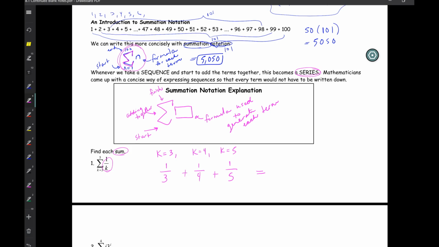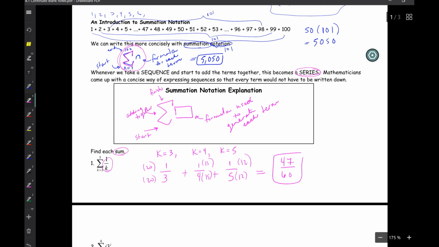What would we need to do here in order to add this together? Common denominator. What's the least common denominator? 30? Isn't it 60? Okay, good, 60. So we'd multiply this by 20 over 20, this one by 15 over 15, and this one by 12 over 12, and we add those together. 20 plus 15 is 35, plus 12 is 47. So 47 over 60 would be this summation.